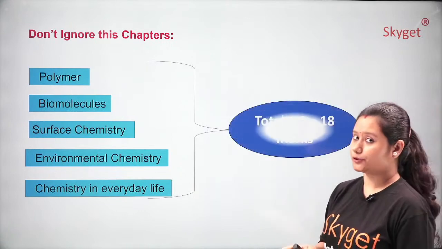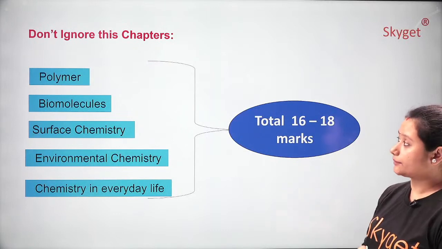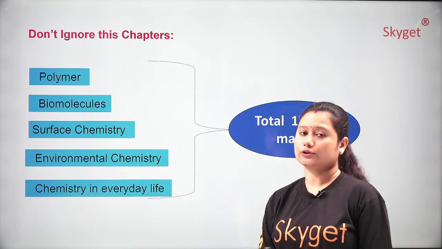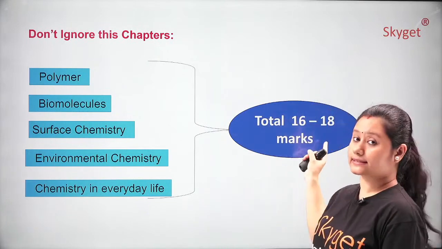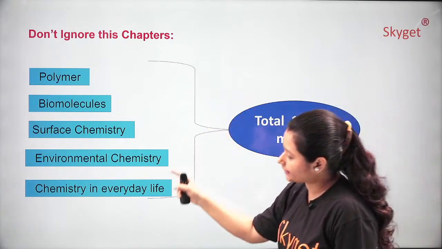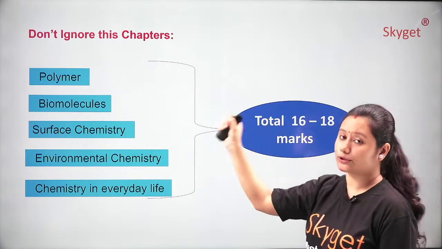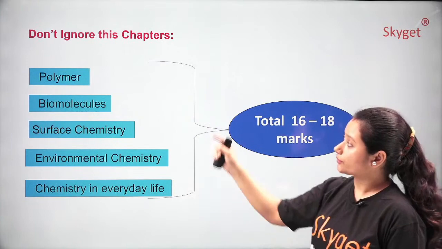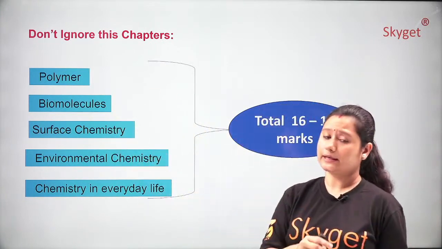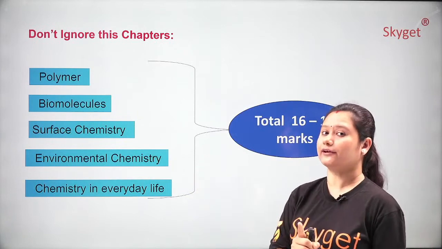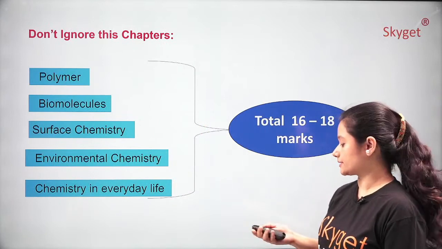So why am I saying this to you? Have a look. A total of 16 to 18 marks you can get by doing all these chapters. Actually, you can prepare them within 2 to 3 days. So you can easily get 16 to 18 marks by preparing these chapters. That's not a joke. That's why I am telling you, just don't ignore these chapters. You can again see polymers, biomolecules, surface chemistry. When you see the previous year questions, you will definitely find questions from these. So please practice all these questions.